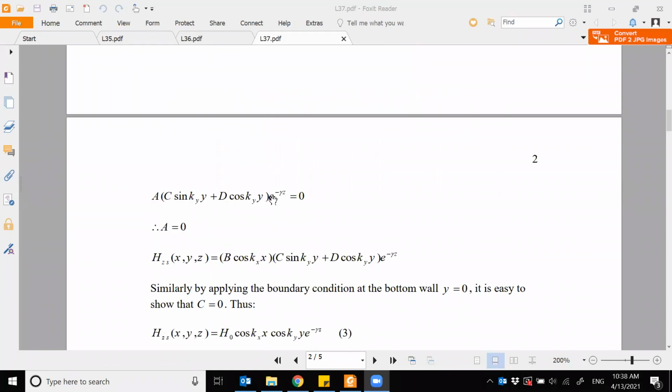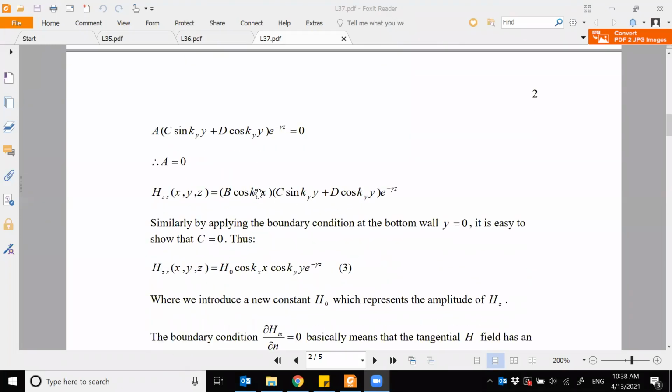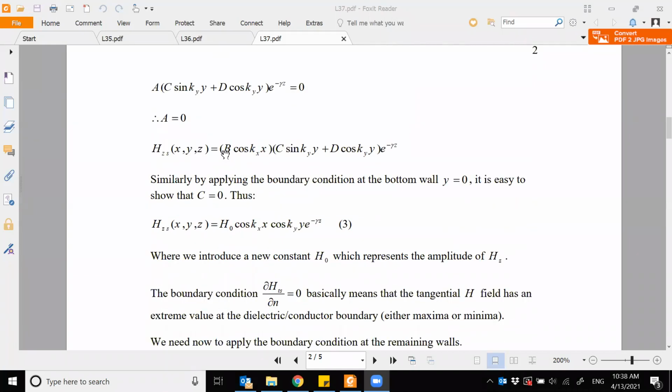Because this part is our electric field component, this component cannot be 0. So therefore, this must be 0. So that's why A is equal to 0. Now, if I substitute back in my HZS, I'm getting this expression. So A is gone, and now we have 3 unknowns.